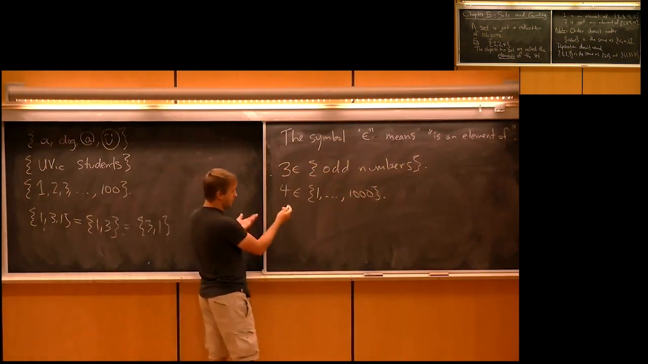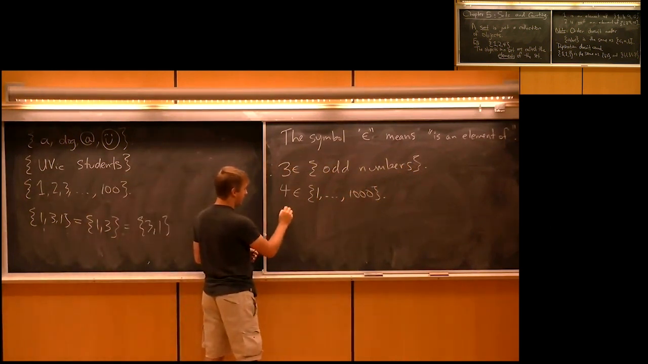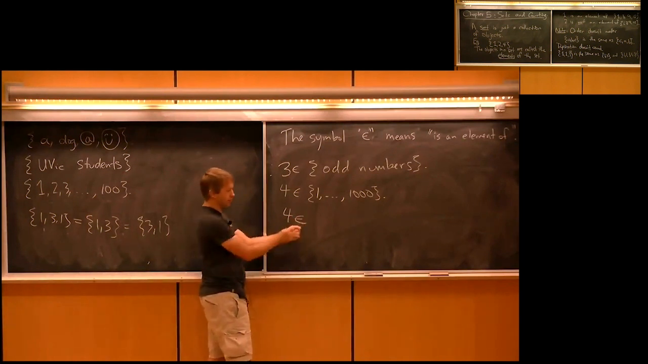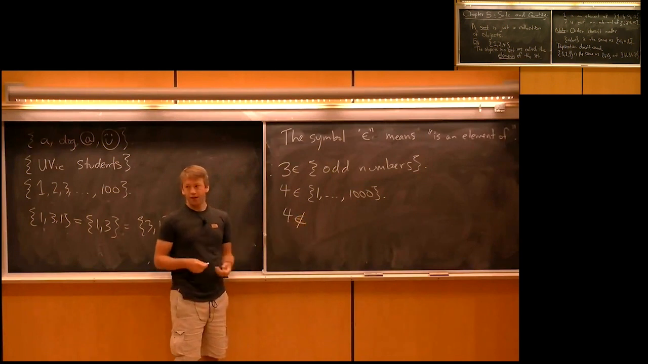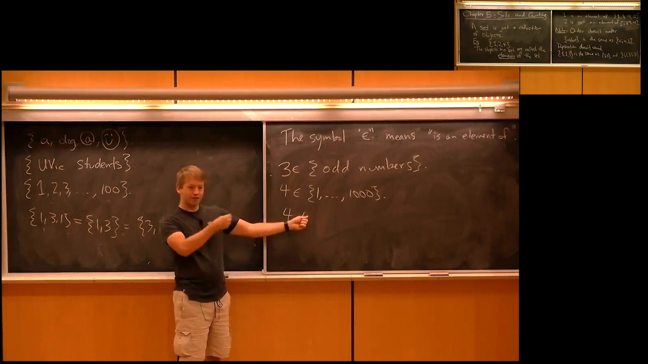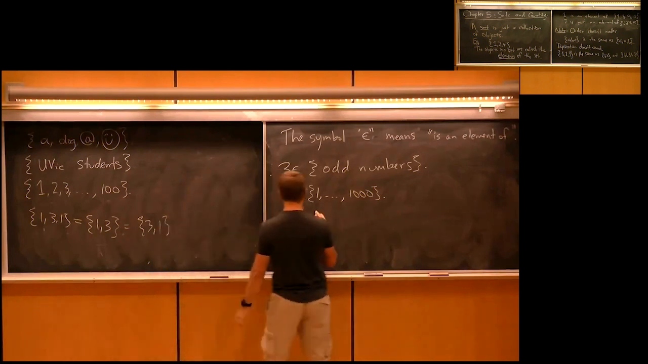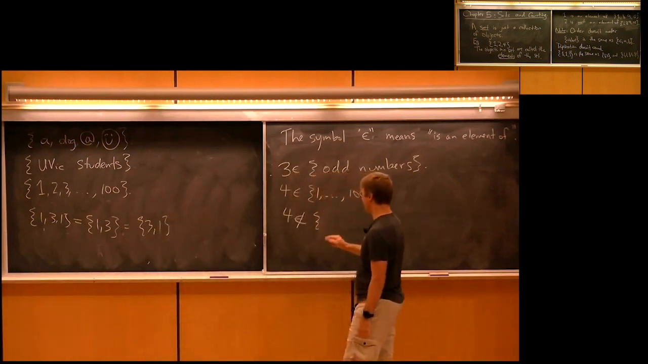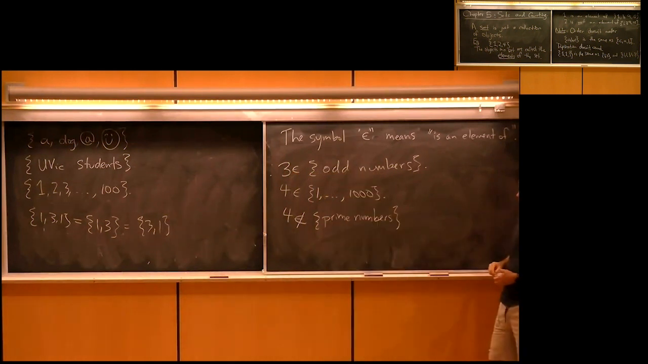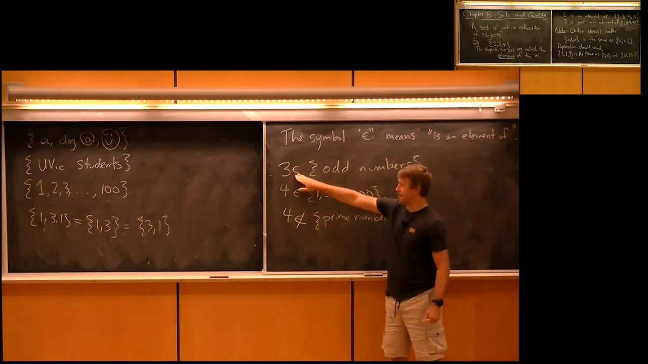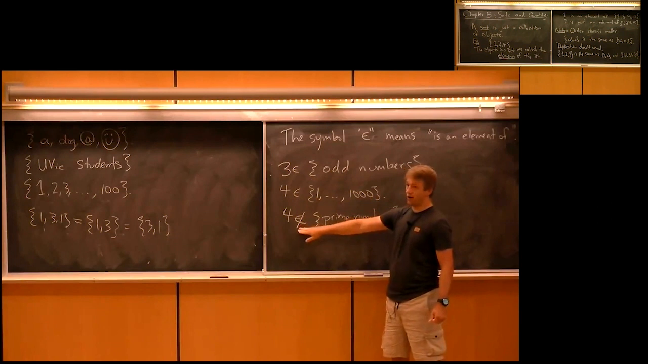But you could also do something like this: if I write the element of symbol with a cross through it, which you're probably used to as the not equals symbol, it's kind of the same thing. If you cross any mathematical symbol out, it just means not. So 4 is not an element of the set of prime numbers. This translates to: is an element of, is not an element of.